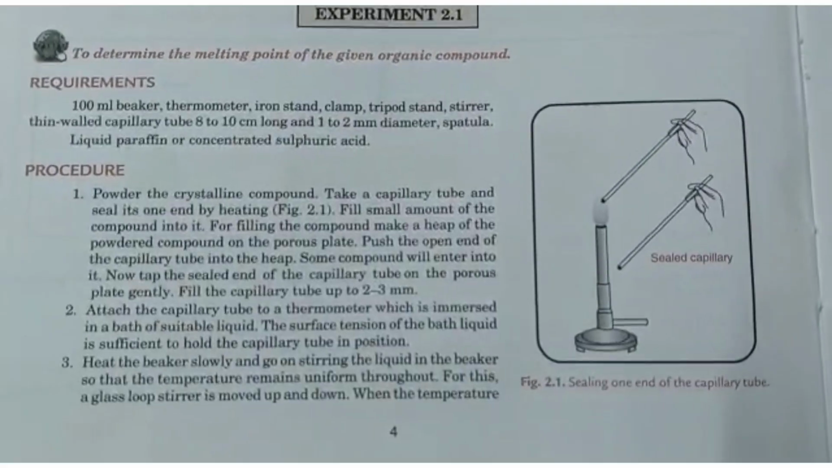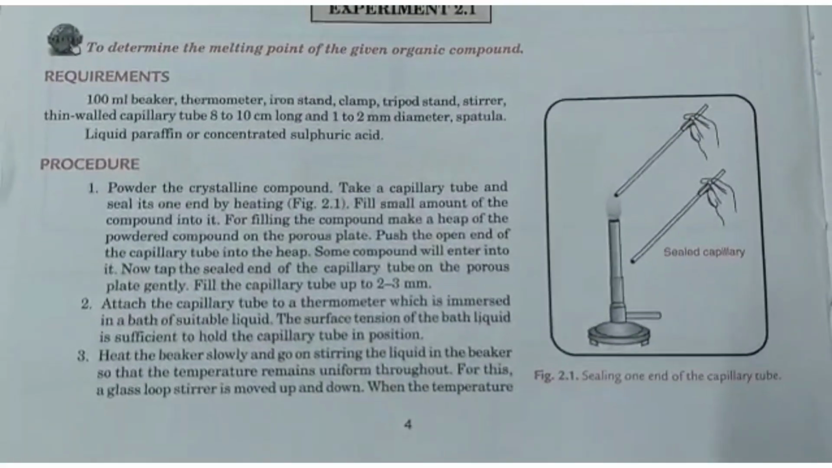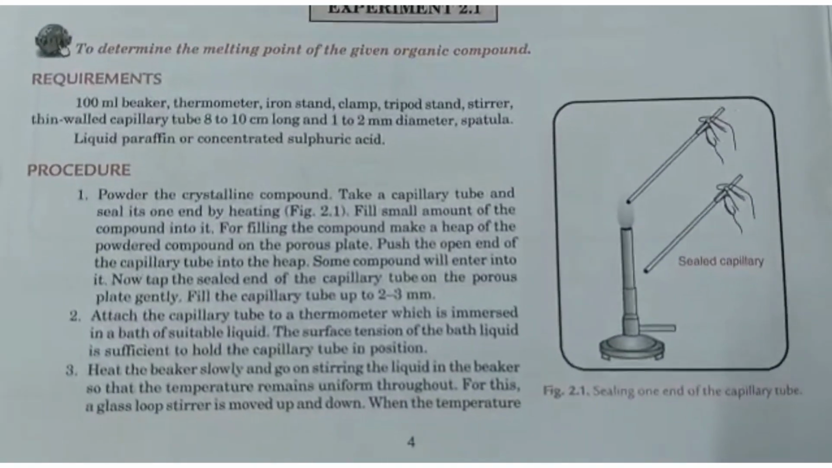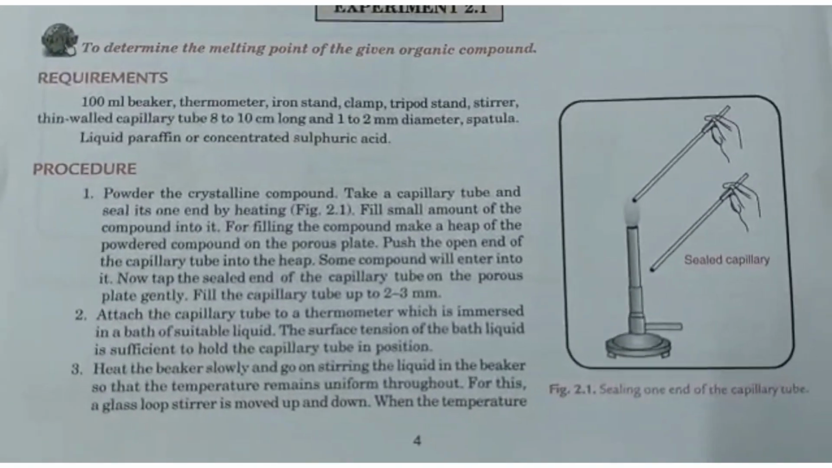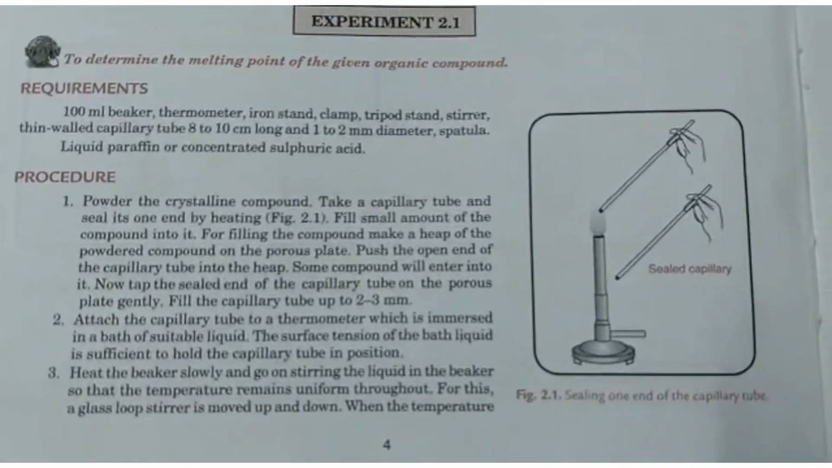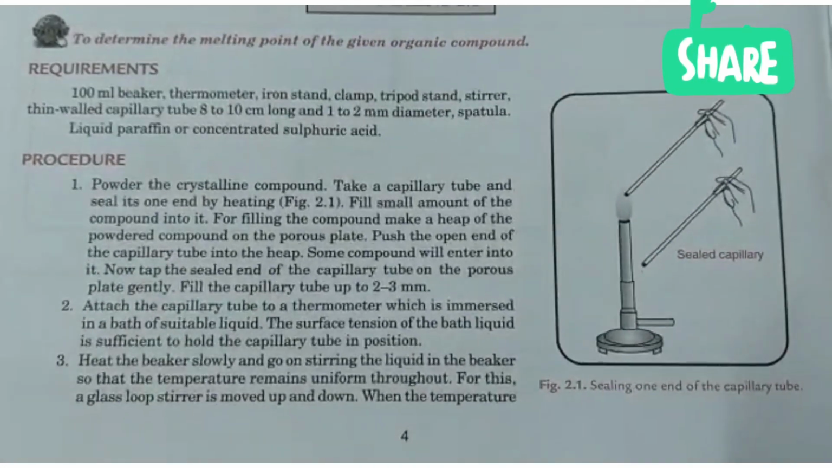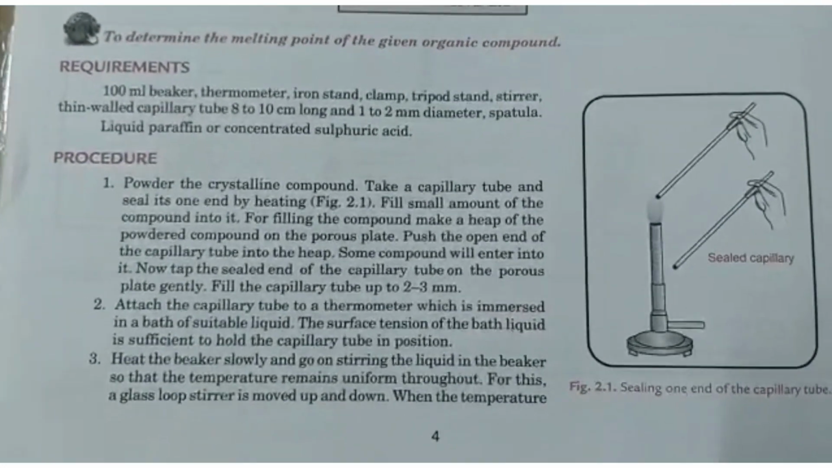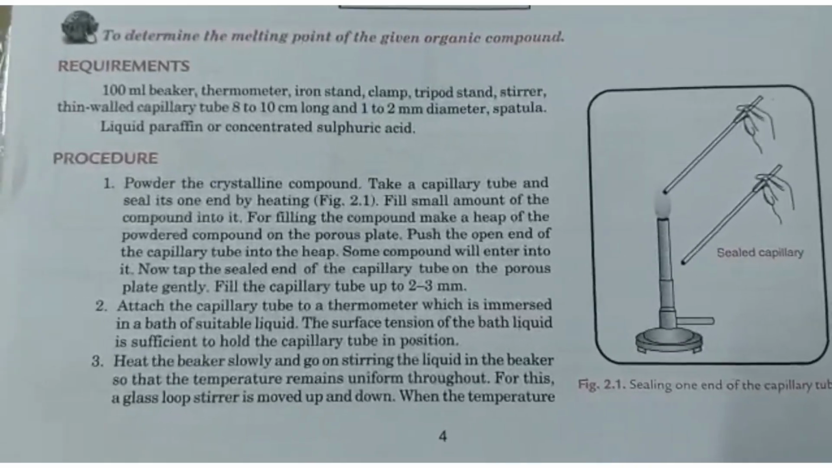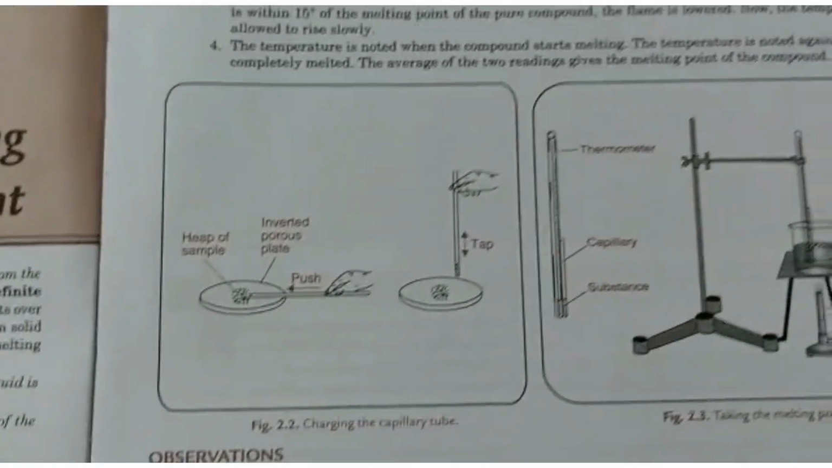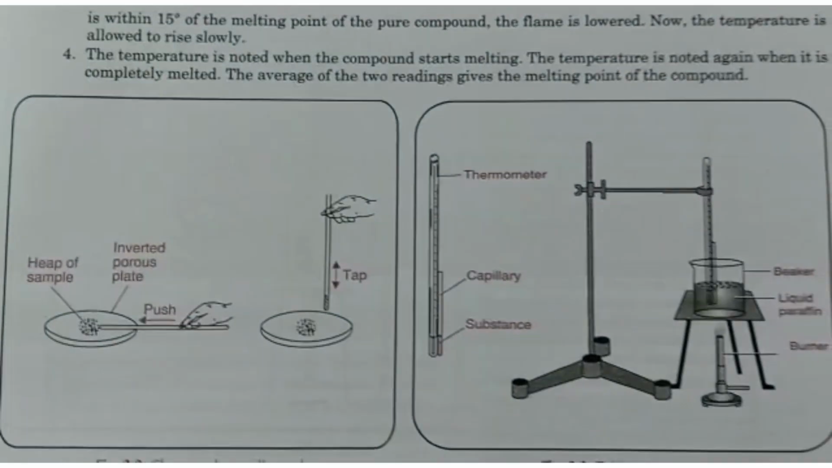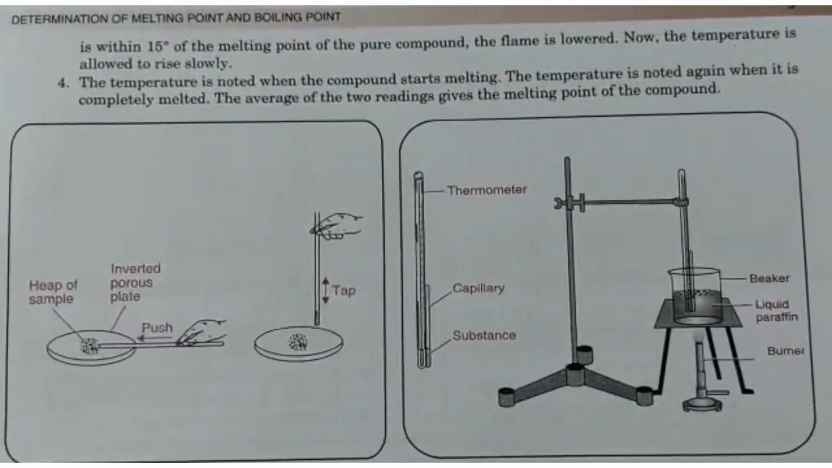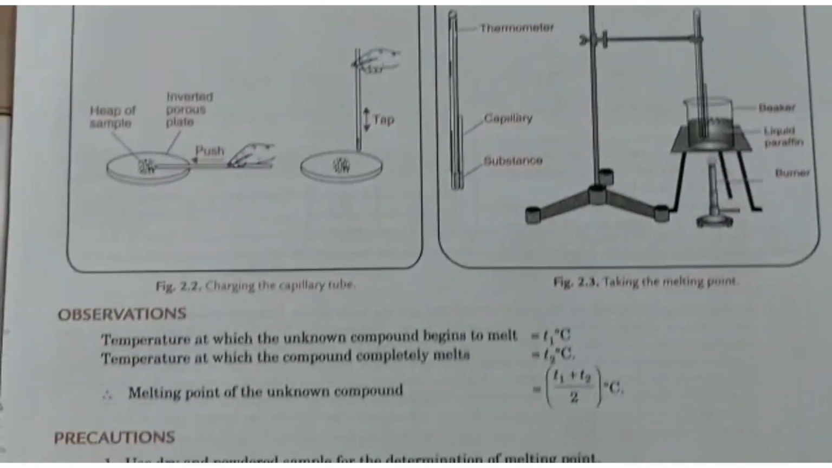This is how you have to record your copy. Aim on both sides, left hand side as well as right hand side. Requirements, left hand side. Procedure on the right hand side. You can just pause the video and copy the details. You can make the words condensed. You can write in your own words. So the diagrams and the content, this is how it goes.